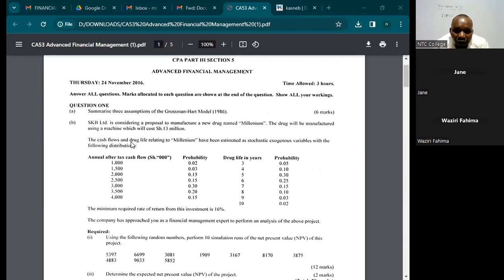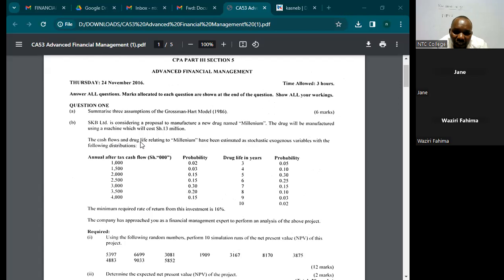Now, the cash flows and drug life relating to Millennium have been estimated as stochastic exogenous variables with the following distributions. That English should not confuse you. The most important thing is that they're going to give you the cash flow from the drug. And because they are not telling us it is revenue and cost, we are assuming that it is a net cash flow or a free cash flow. They have taken revenue and deducted the cost. So what we have is just a free cash flow, unless now you are told about depreciation and tax, which we shall see how to handle.